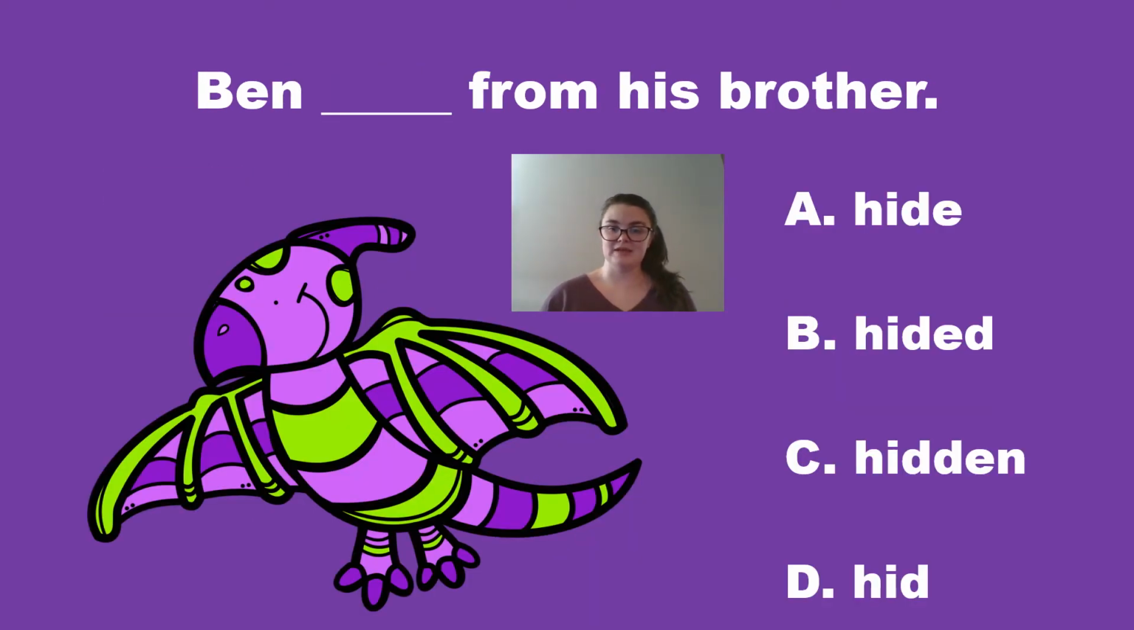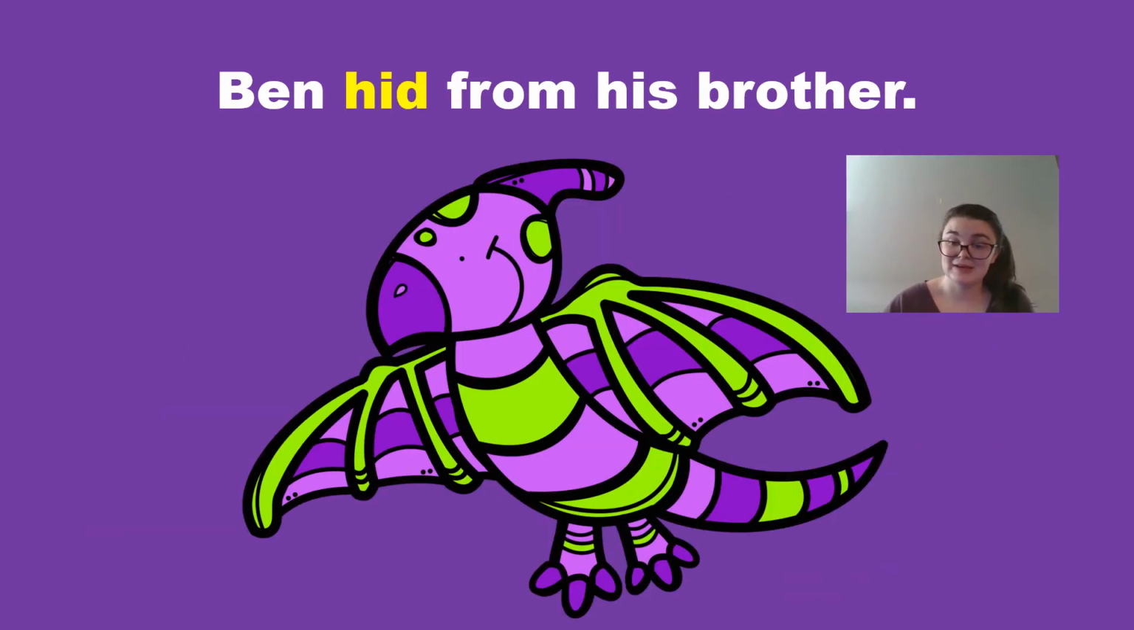Ben blank from his brother. Is it A, Ben hide from his brother? B, Ben hided from his brother? C, Ben hidden from his brother? Or D, Ben hid from his brother? Which one of those four makes the most sense in our sentence? The answer is hid. Hid is the past tense irregular verb for hide in the present.